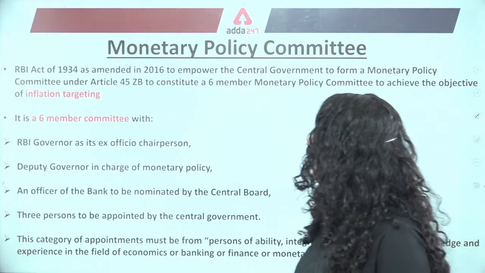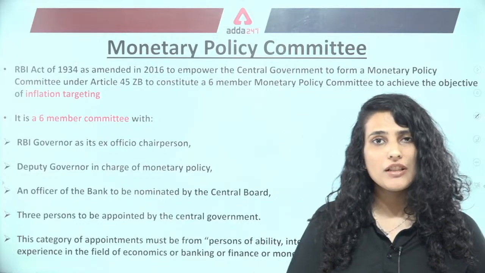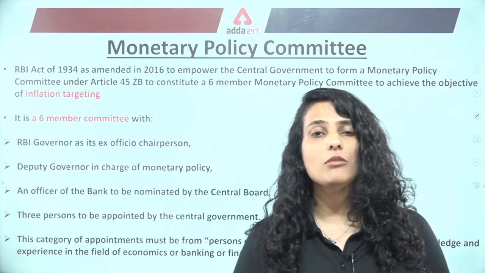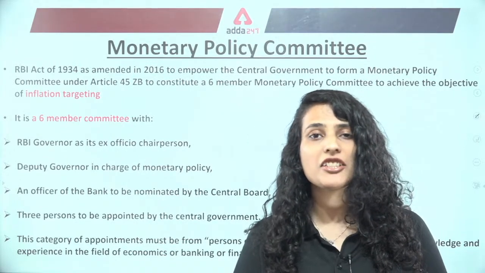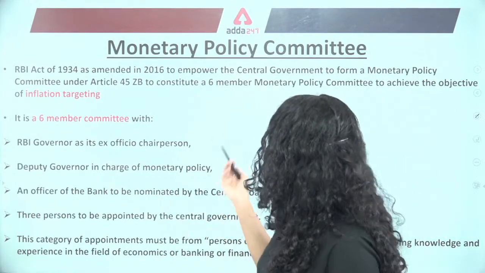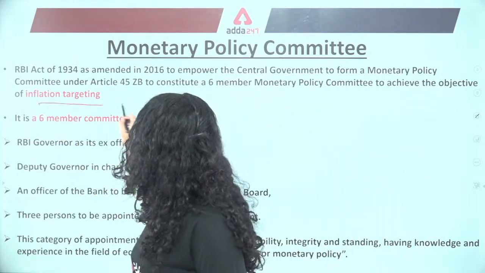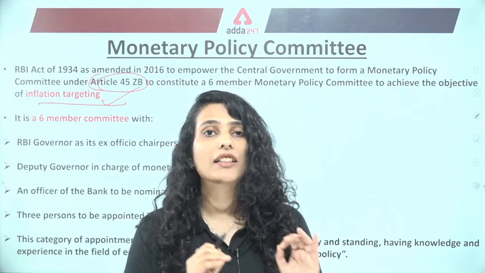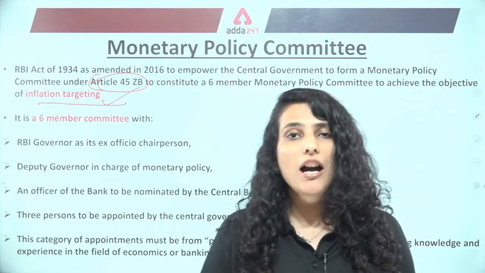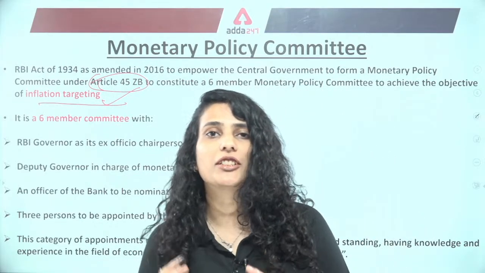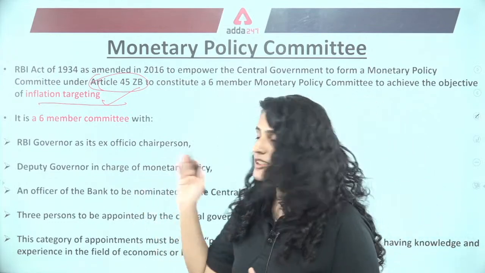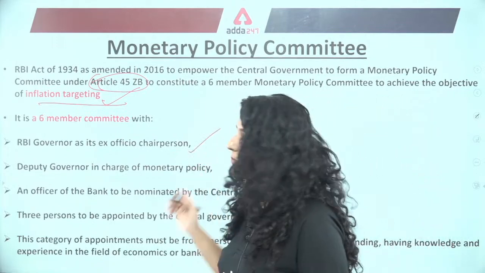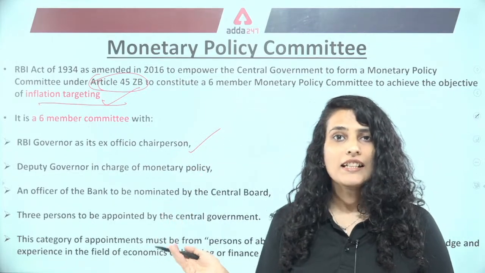मॉनेटरी पॉलिसी कमेटी आरबीआई एक्ट 2016 में अमेंड हुआ था, and through this amendment it empowered the central government to form a monetary policy committee to achieve the objective basically of inflation targeting. ठीक है, ये आर्टिकल है, आर्टिकल 45ZB. Article 45ZB empowers central government of India to constitute a monetary policy committee. 6-member committee होती है. Of course 6-member committee होती है. Obviously RBI governor will be the ex-officio chairman, right?